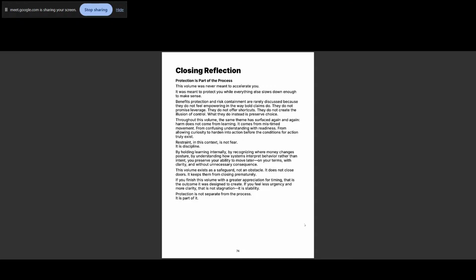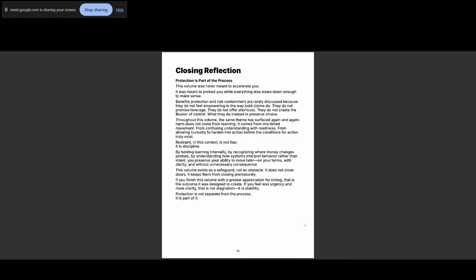Throughout this volume, the same theme is surfaced again and again. Harm does not come from learning. It comes from mistimed movement, from confusing understanding with readiness, from allowing curiosity to harden into action before the conditions for action truly exist.